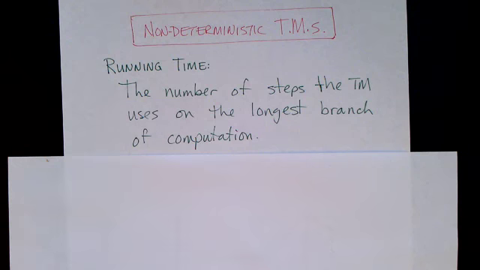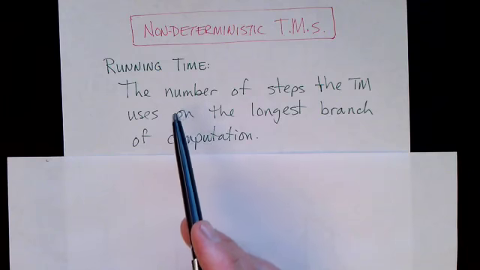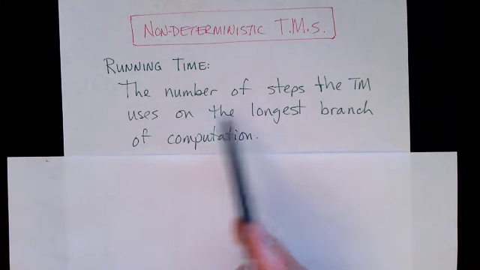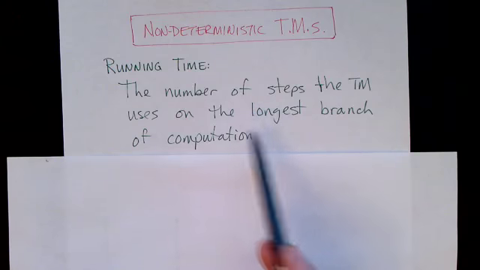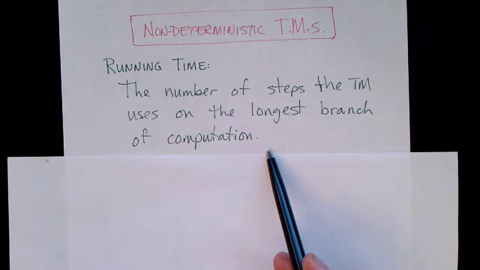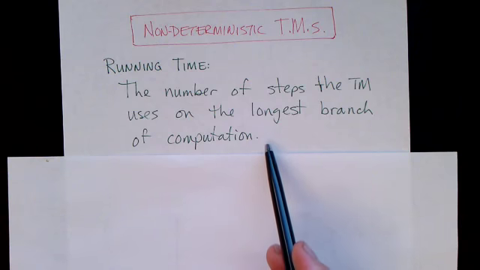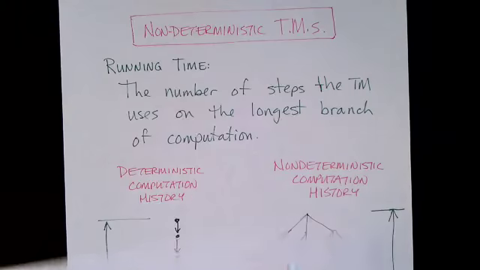I defined what running time is for deterministic Turing machines as simply the number of steps that the Turing machine takes. We need to define the running time for non-deterministic Turing machines as well, and we define the running time of a non-deterministic Turing machine as the number of steps that the Turing machine uses on the longest branch of computation. So remember, we're talking about decidable algorithms, which means that all branches of the computation terminate, and we care about the longest branch of the computation.